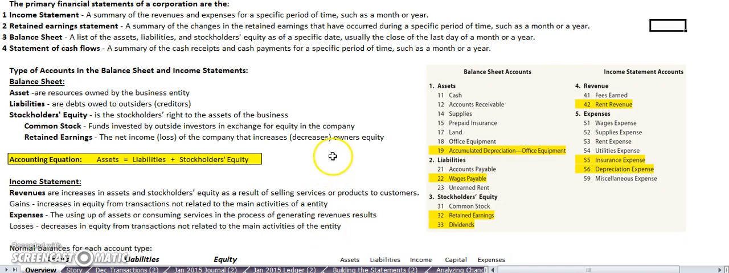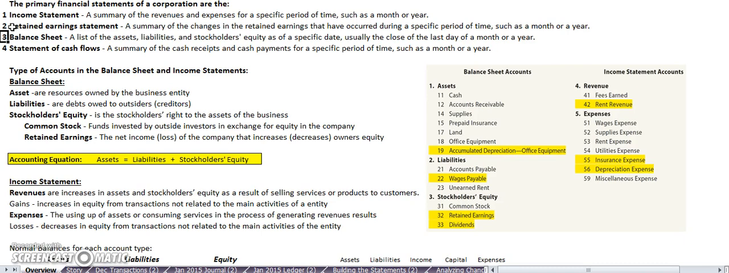Okay, so the primary financial statements of a corporation are 4. We have the income statement, as you can see here, the retained earnings statement, the balance sheet, and the statement of cash flow. We're going to focus on the income statement and the balance sheet, right? The retained earnings statement is not really used that much, and it's a very simple statement that reconciles retained earnings from period 1 to period 2.